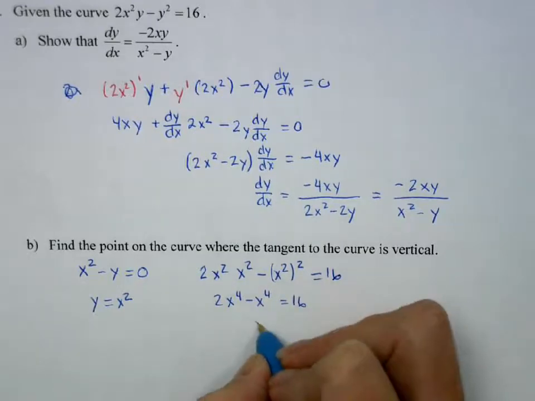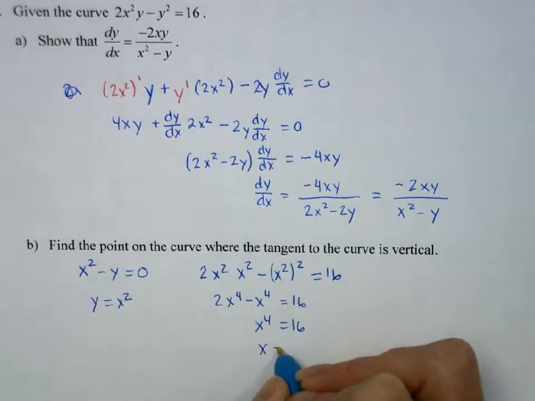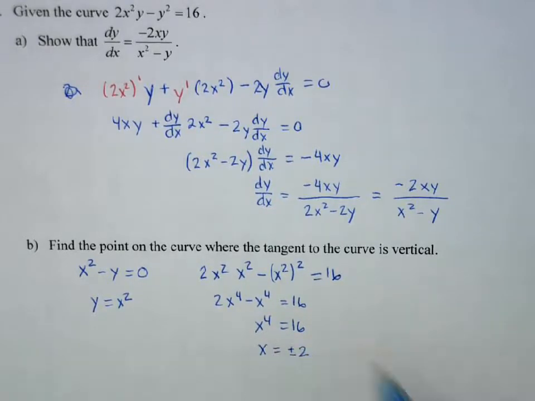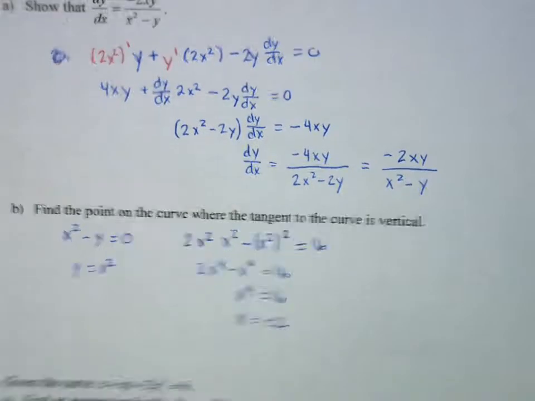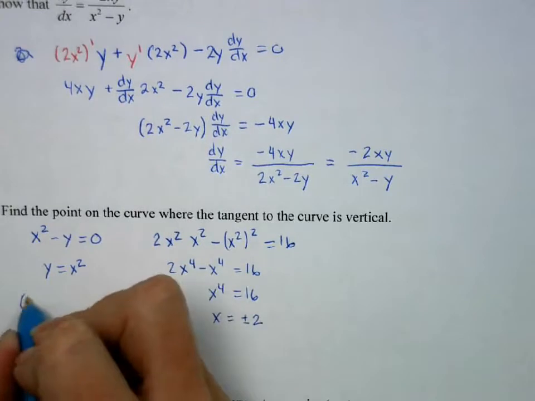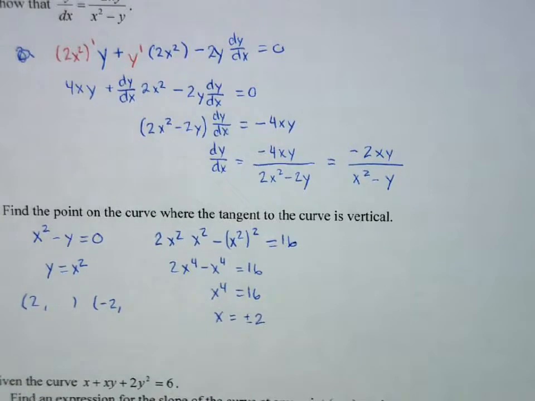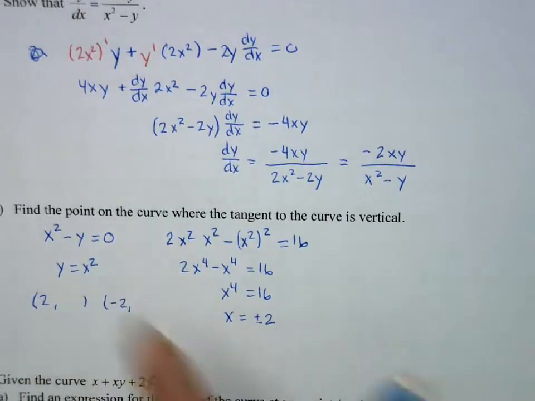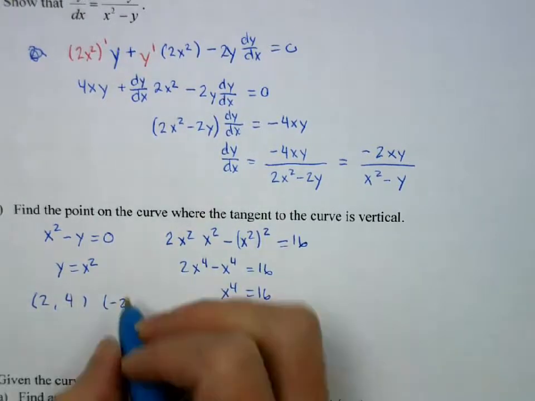So x to the 4th equals 16. The 4th root of that is going to be plus or minus 2. In your calculator, you could do 16 to the 1/4 to get that value if you weren't sure. So I have 2 points, 1 when x is 2, 1 when x is negative 2, and then I'll plug it in here to get our y. y is equal to x squared, so 2 squared is 4, negative 2 squared is 4.